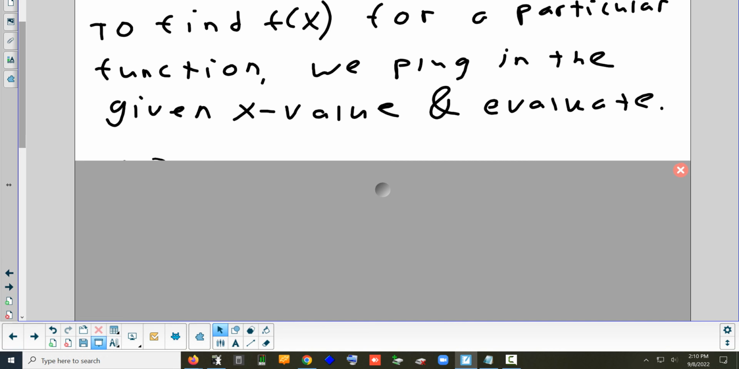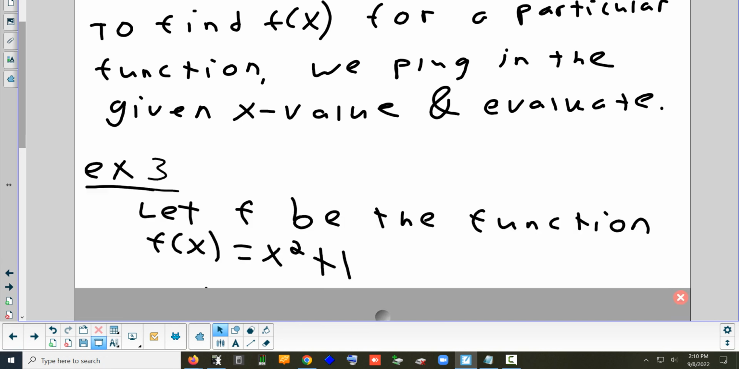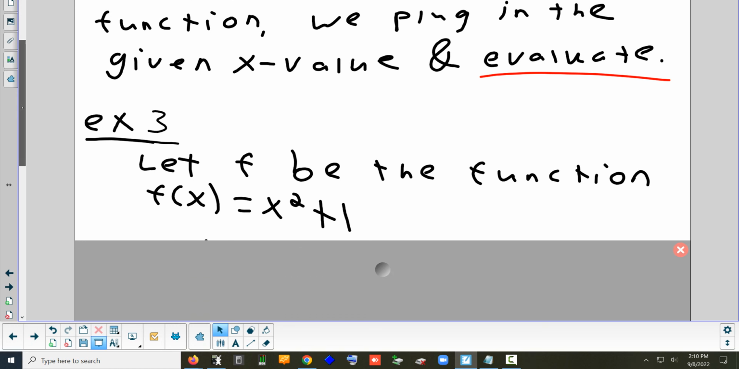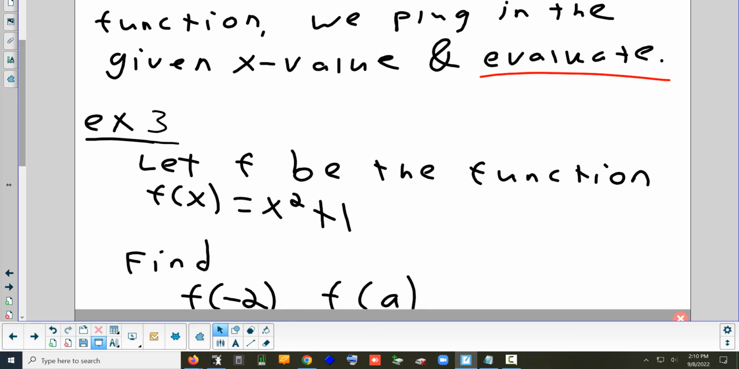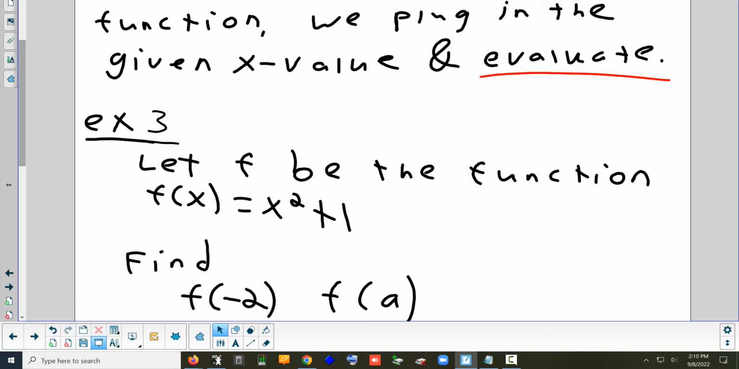So one thing they might ask you to do on the test is evaluate. Very simply, what evaluate means is to take a number and fill it in and tell me the answer. That's evaluate. They'll give you a number they want you to plug in. They'll also give you a formula to plug into. So we're just going to try a couple values. Let's try plugging in -2 first.